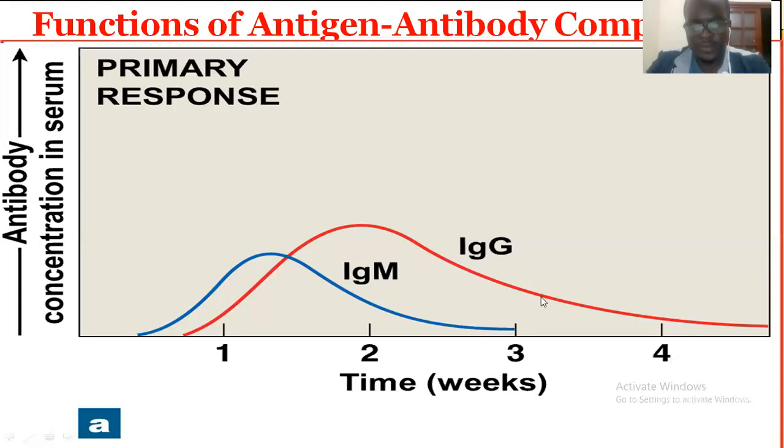So you can see, this is the production of antibodies in the first response.